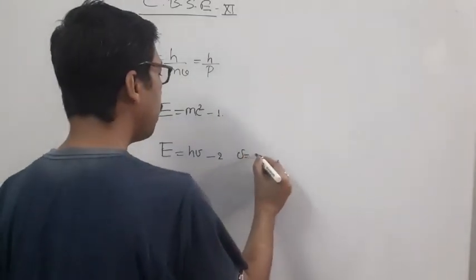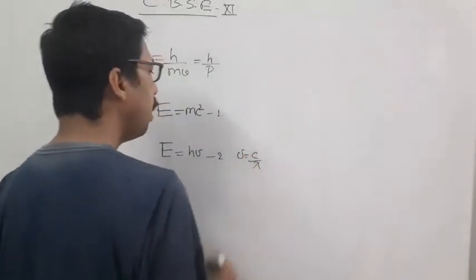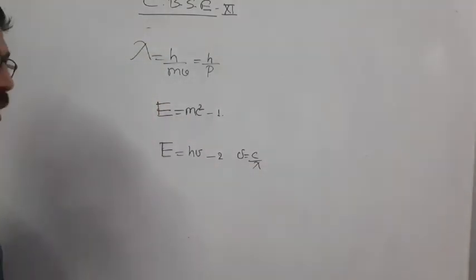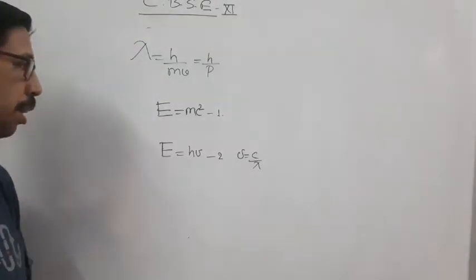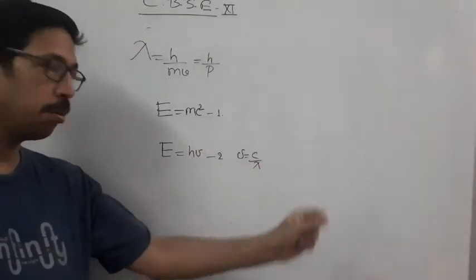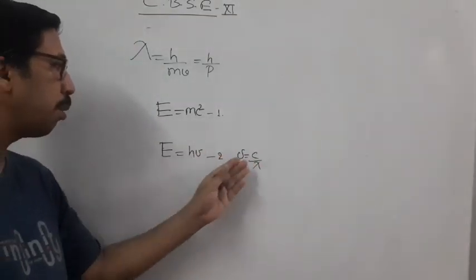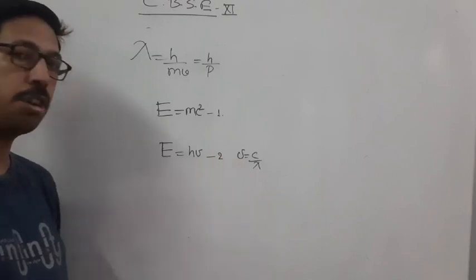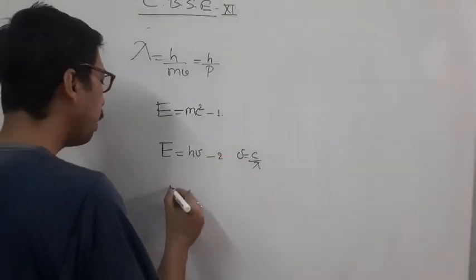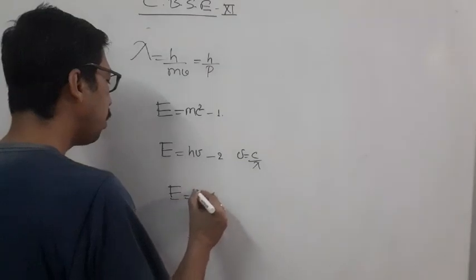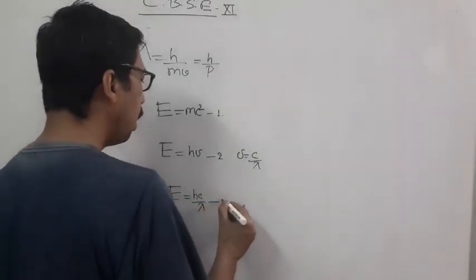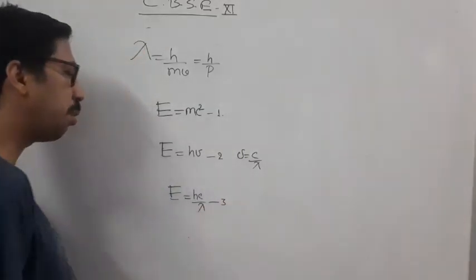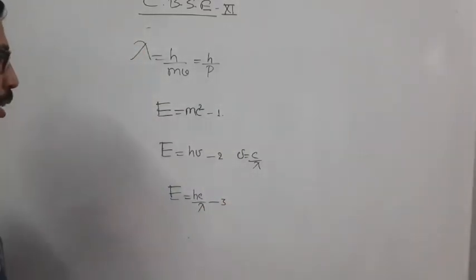Frequency of radiation is equal to c by lambda, where c represents the velocity of light and lambda represents the wavelength. Now putting the value of frequency in equation number 2, we have E is equal to hc by lambda, and we are getting yet another equation, that is number 3.